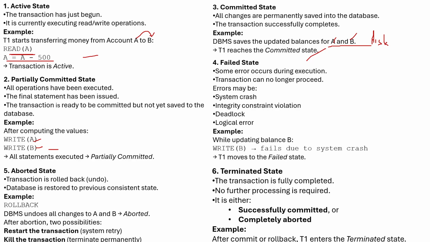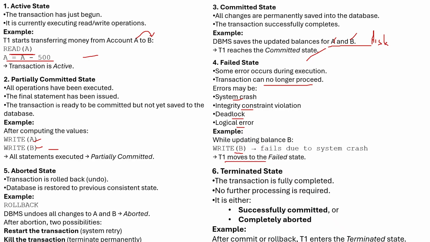Failed state: if there is some error in the execution, the transaction can no longer proceed, so it goes to the failed state. The error may be because of a system crash, or violating integrity constraints, or a deadlock. So your write operation, updating the balance, fails due to a system crash or something like that. The transaction T1 will move to the failed state.